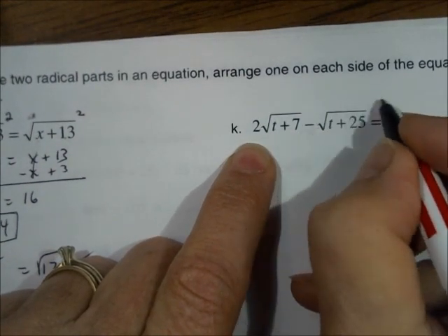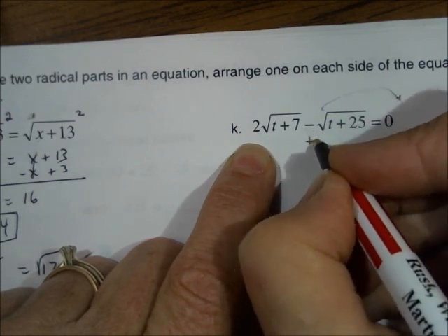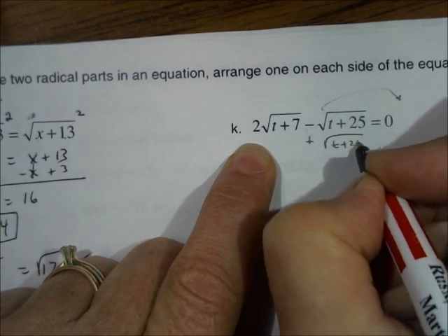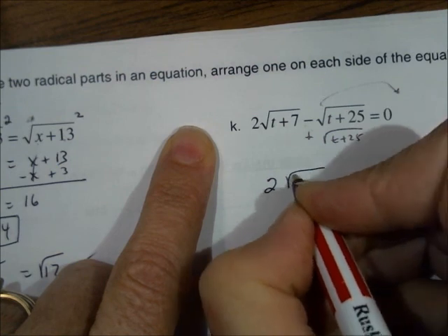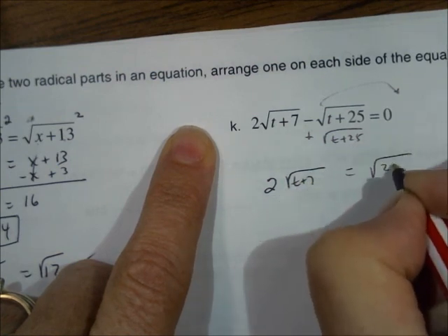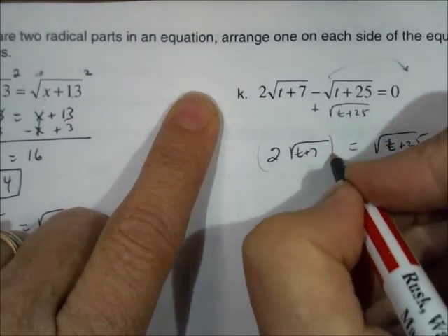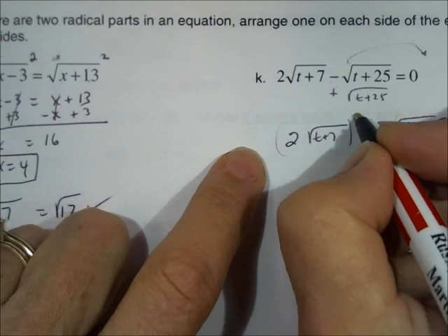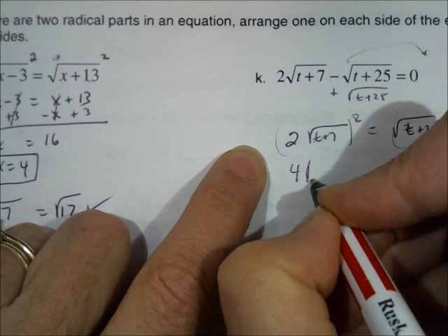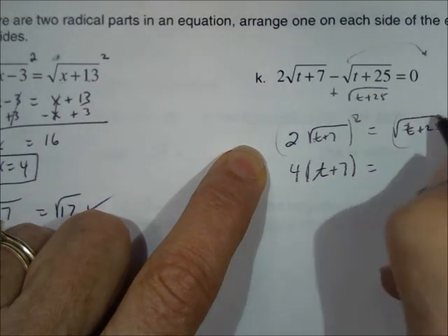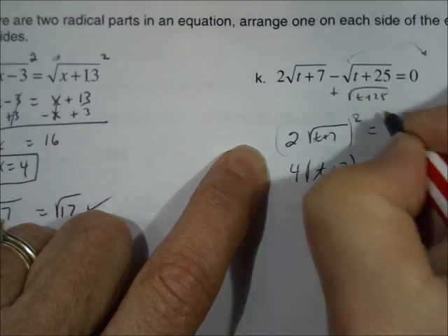Letter K, you're going to move one of those radicals over to the other side. So this negative, you're going to have to add the square root of t plus 25 to both sides so you can get a radical on both. So this becomes 2 times the square root of t plus 7 is equal to the square root of t plus 25. And now when you square both sides, remember you have to square the 2. 2 squared is 4. And that radical just goes away, so it's just left with t plus 7. And then when that radical goes away, you're just left with t plus 25. Make my t's all the same, I guess.